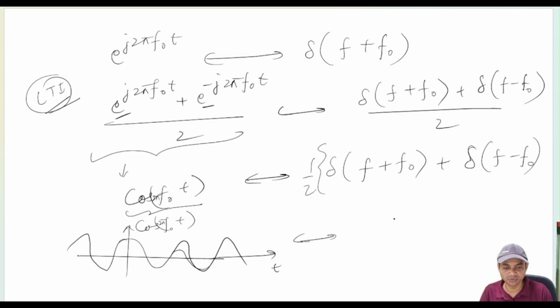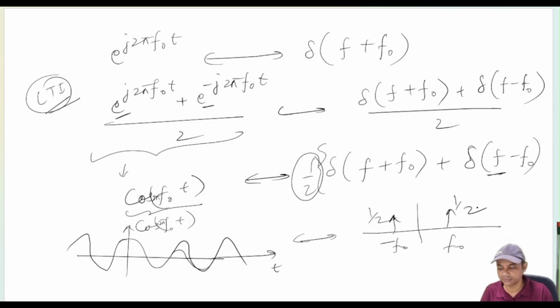And what will the Fourier transform be? The Fourier transform is basically two impulse signals, one at f naught and one at minus f naught. And what will be the area? Half. Half is the area. I hope it is clear, na?